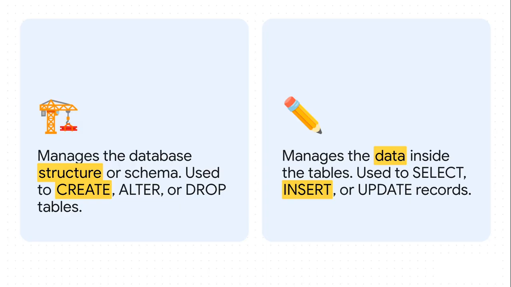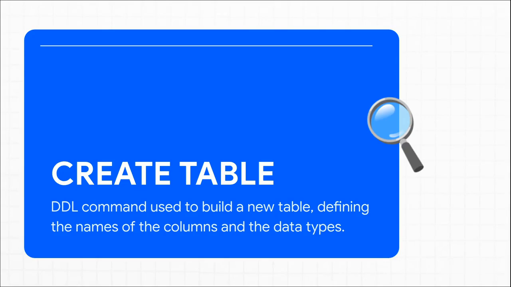Then on the right, we have DML, or Data Manipulation Language. This is all about the actual data. This is what puts the furniture inside the house that you just built. So let's start by building our house. The create table command is our main DDL tool for this. We use it to lay the foundation for our digital spreadsheet, telling the database exactly what columns we'll need and what kind of information will go into them.